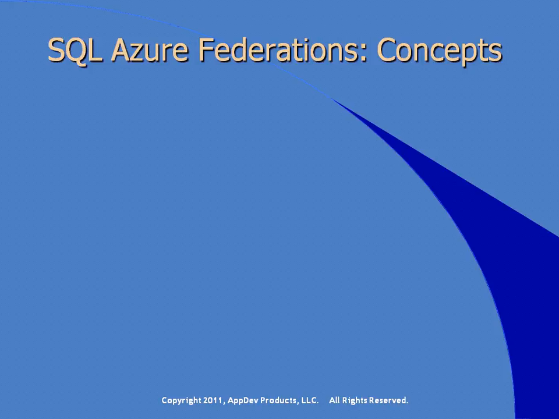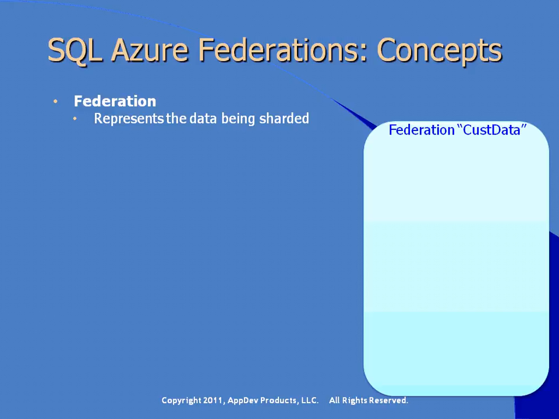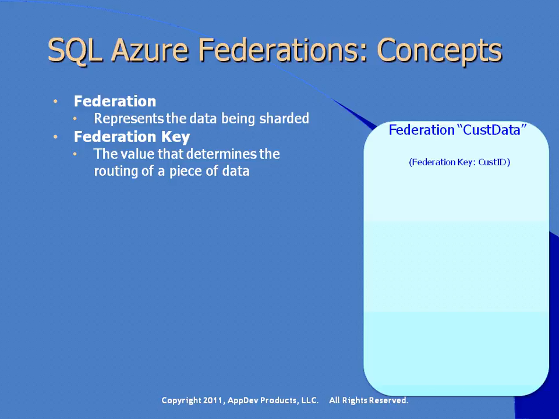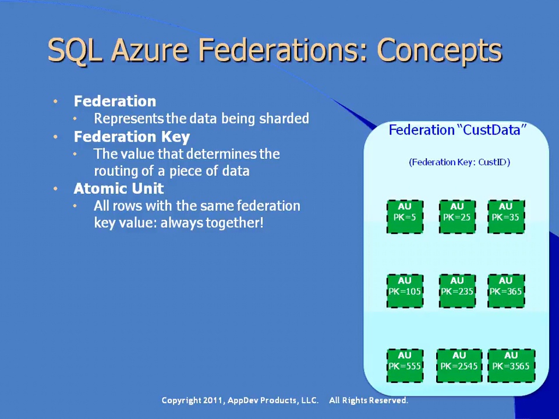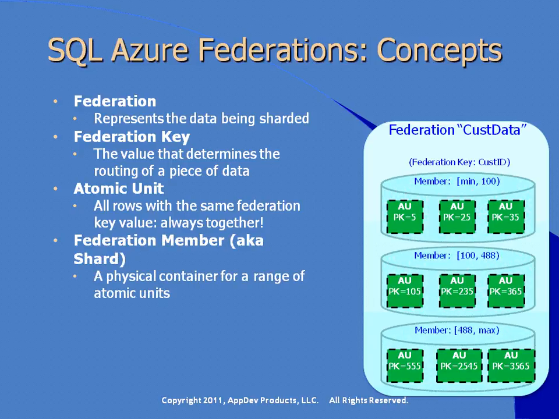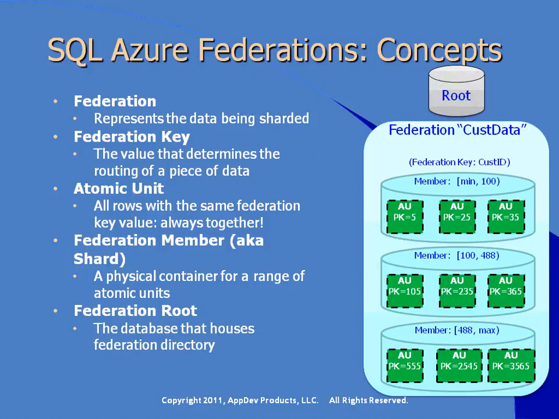So let's talk about some of the key SQL Azure Federation concepts. We have the federation, which represents the data that is being sharded. We have the federation key, and this is the actual value that determines the routing of the piece of data. For example, customer ID. We have what's called an atomic unit, and this is all the rows with the same federation key value, and these will always be together. You then have the federation member, also known as the shard, and this is a physical container for a range of atomic units.